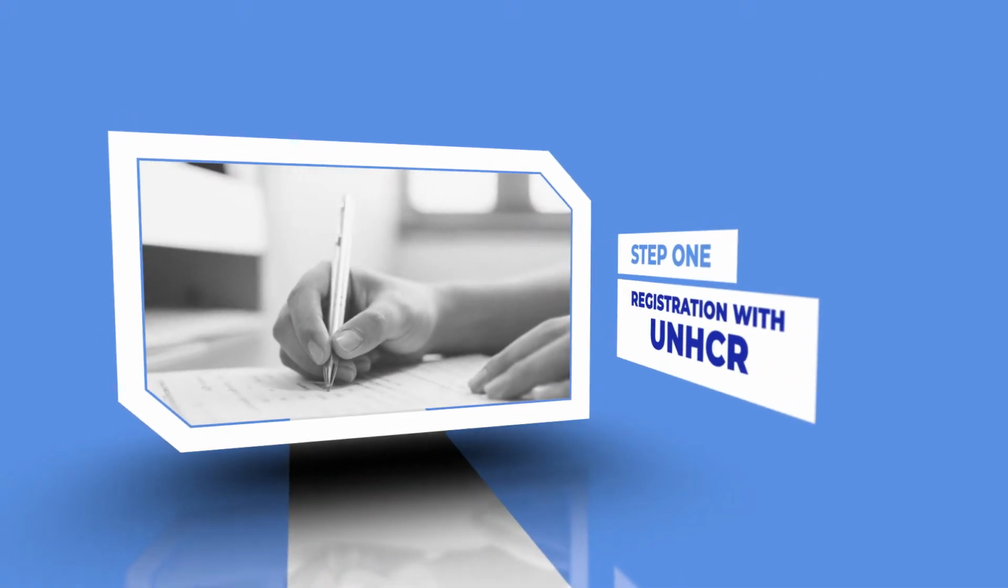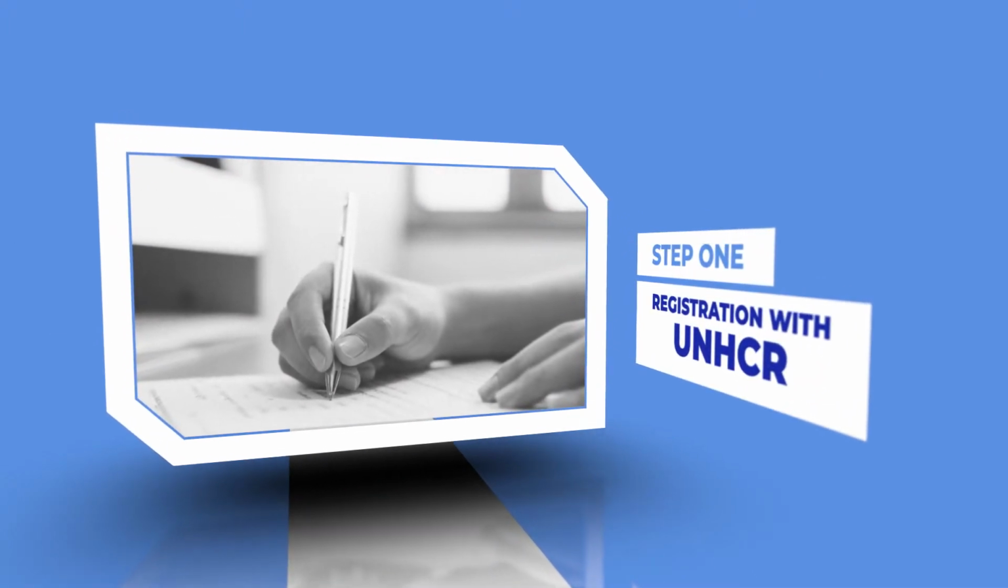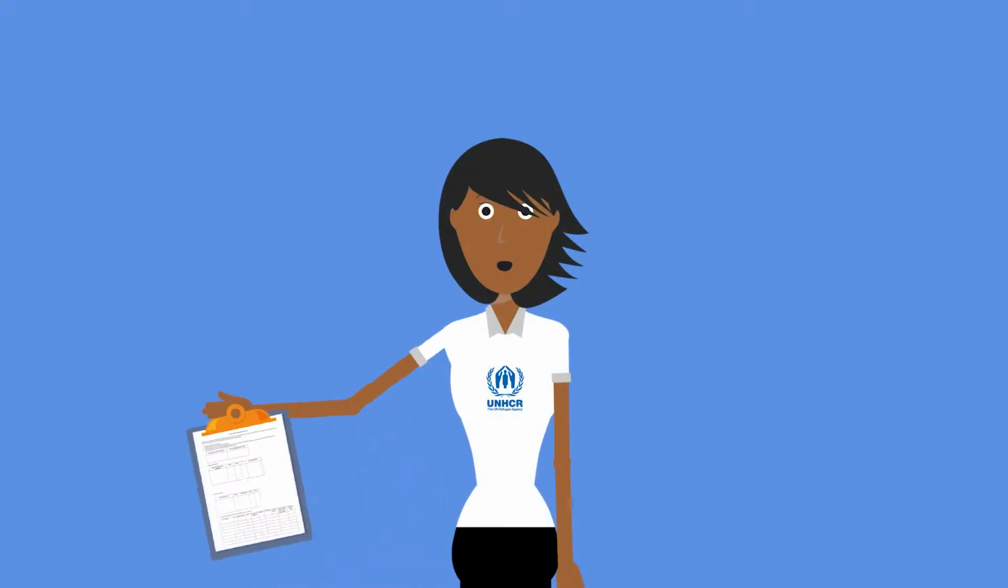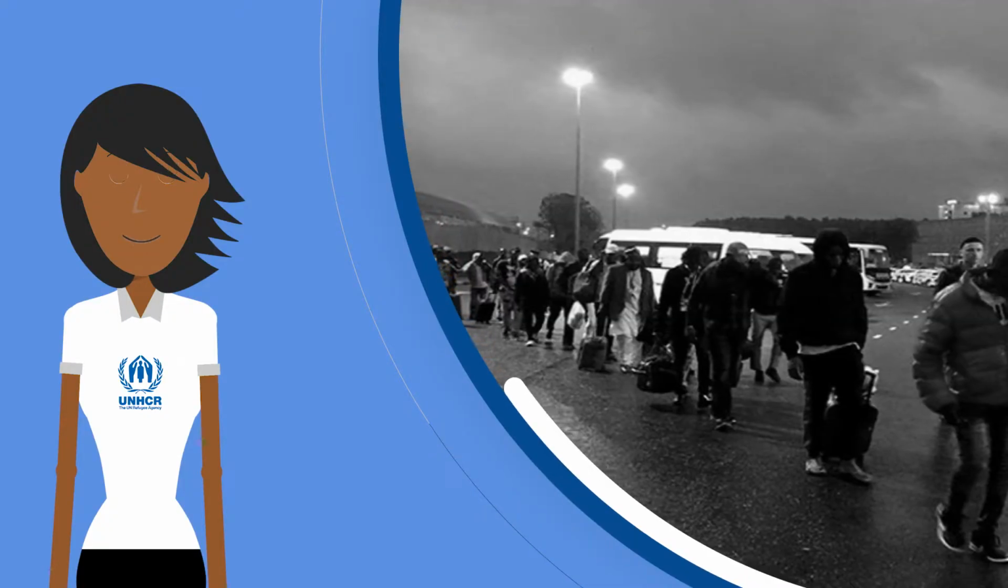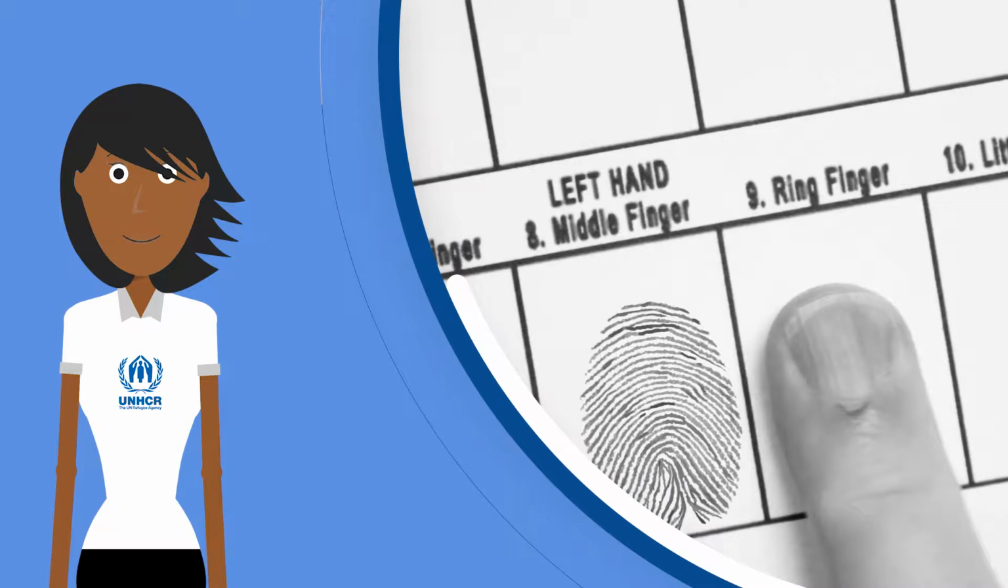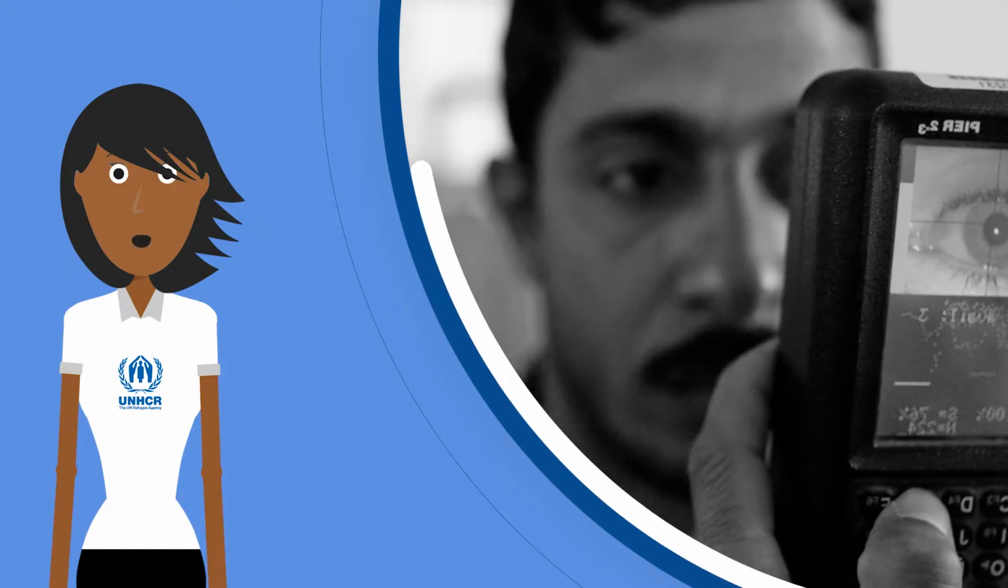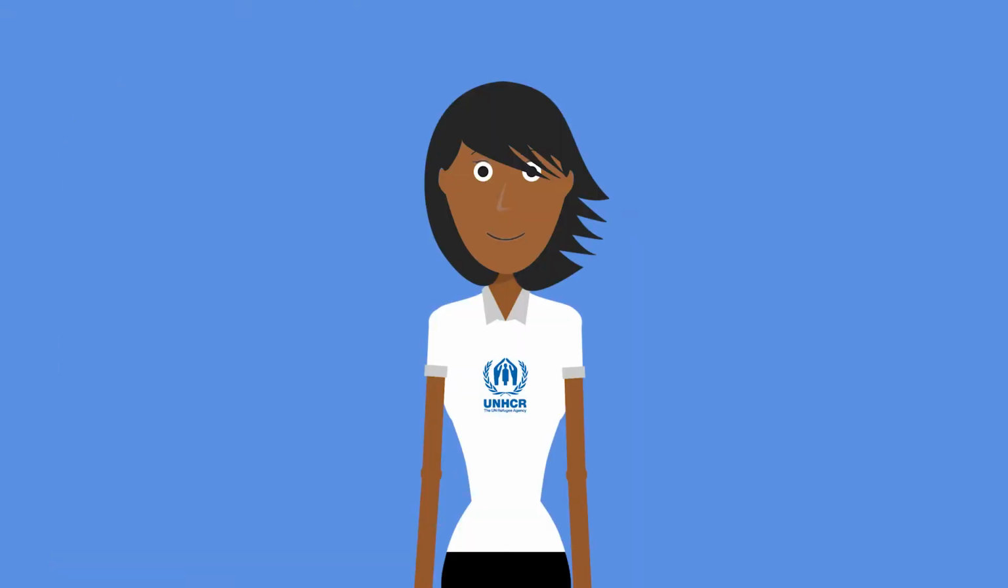Registration is the first step in applying for refugee status with UNHCR. Registration involves recording your personal biodata, travel route, reason for seeking asylum, as well as capturing your photo and biometric data for identification purposes.